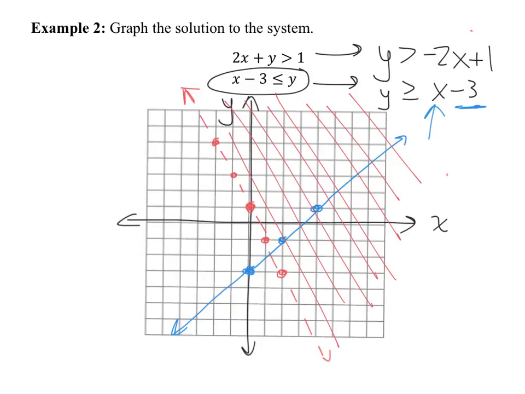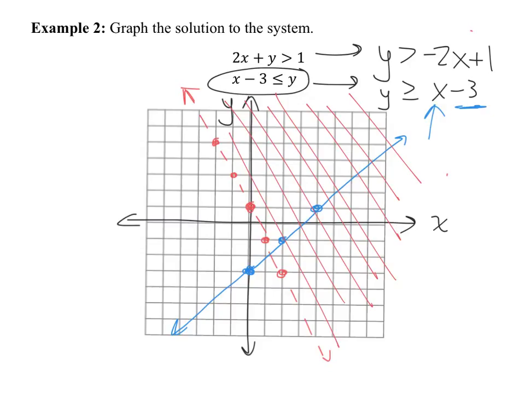Plug in 0, 0. You're going to get 0 is greater than 1. It's not true. Again, plug in 0, 0 into the first equation at the top right. You get 0 greater than 1. Not true. So that means the origin right here, meaning below the red line, should not be shaded, because when you tested the origin, it was false.